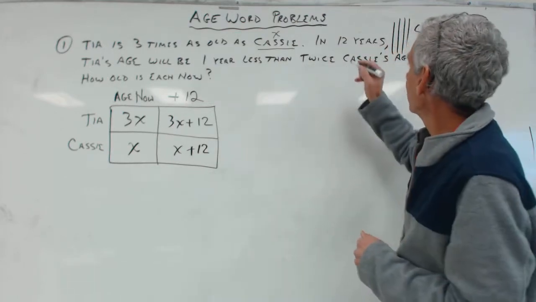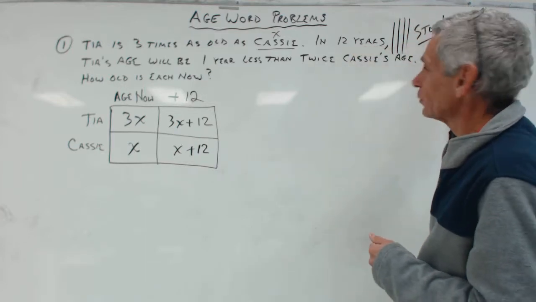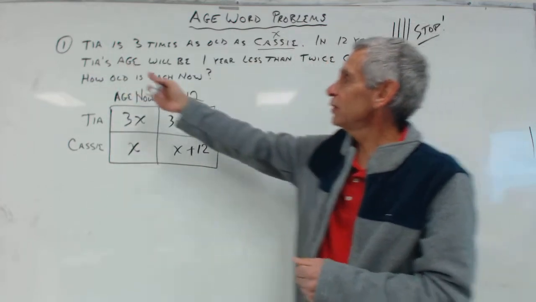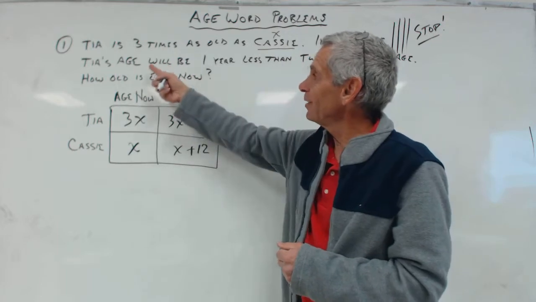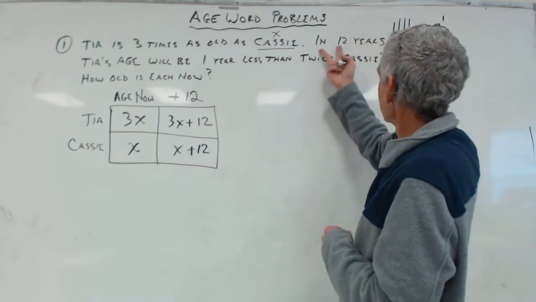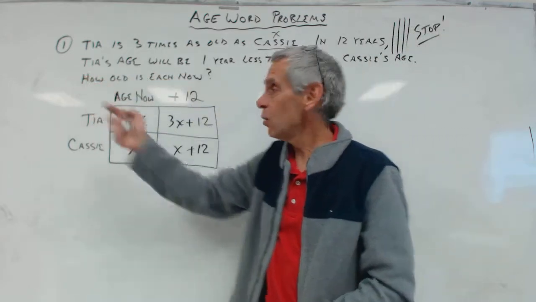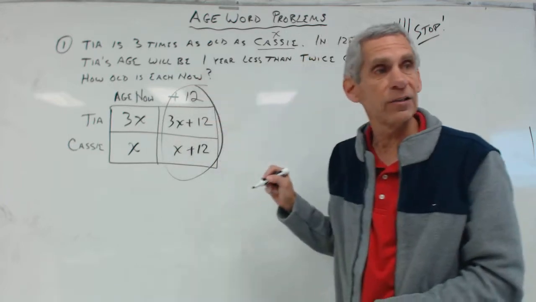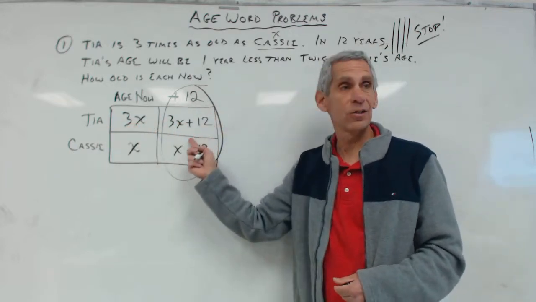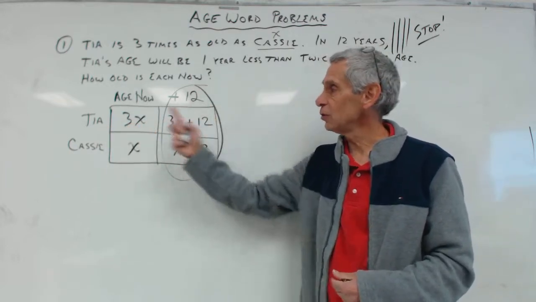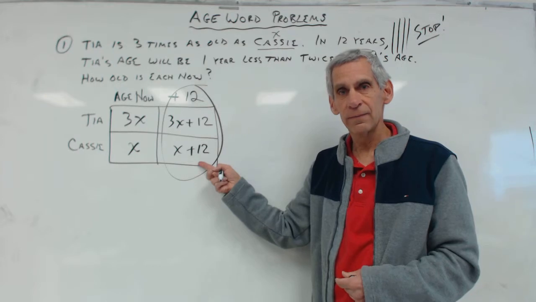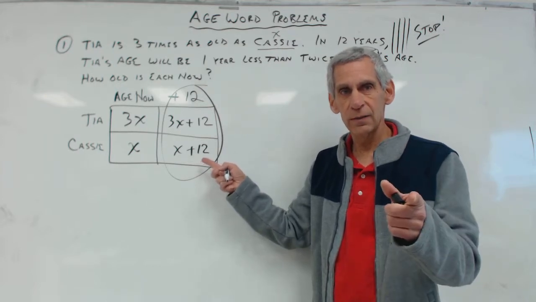Now we can go past the place where I said stop, and we're going to create an equation using this information. But is this information based on the now age, or on the in 12 years age? In 12 years, and that's what it says. So I've got to use the in 12 years information. If it says Tia, I use 3x plus 12. If it says Cassie, I use x plus 12. Does that make sense? You're understanding it so far?